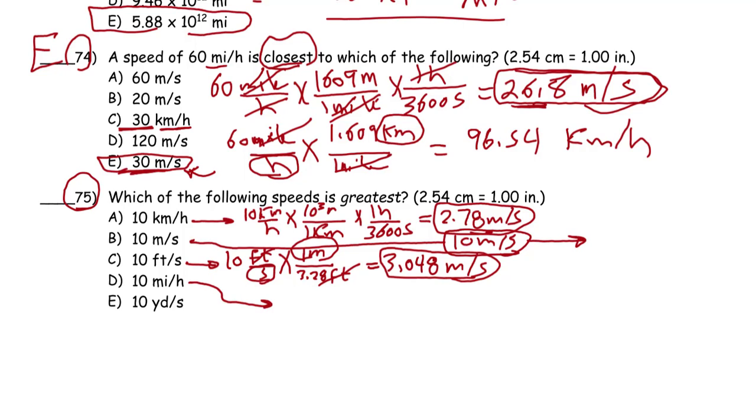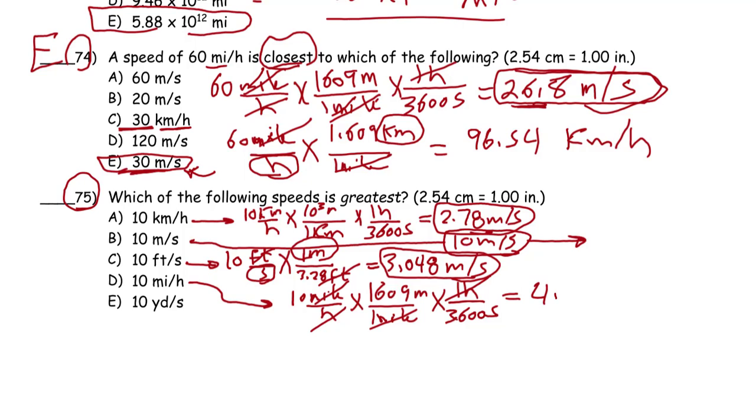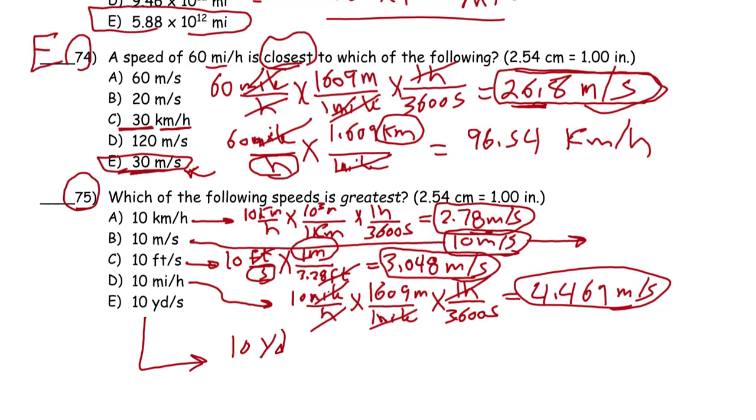Let's try here, 10 mile per hour. So 1 mile is 1609 meter, and 1 hour is 3600 seconds. So hour goes with hour, mile goes with mile. So 10 times 1609 over 3600 yields about 4.469 meter per second. The last one, 10 yard per second.